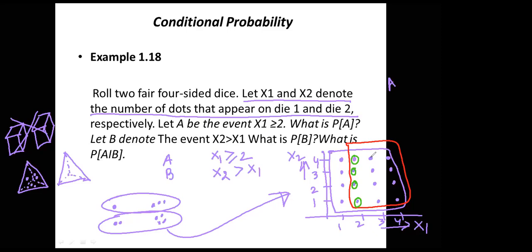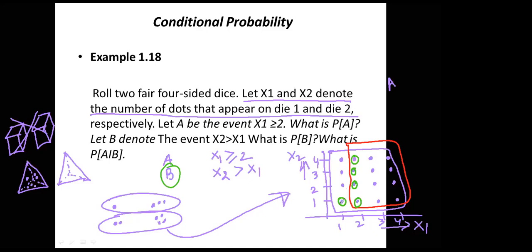All right, so let's talk about event B. Event B is x2 more than or equal to x1. Every point or every outcome has a corresponding x1 and x2, isn't it? This point, how much is x1? One. And x2? One.